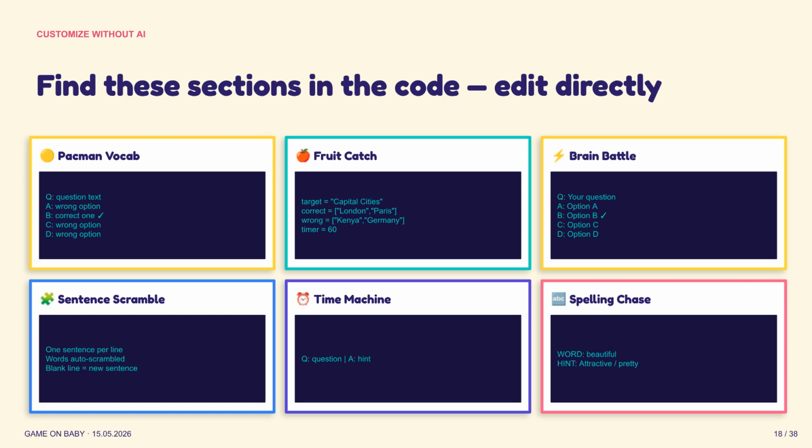For customization, you need to find specific sections in the code to edit directly. Each game has a dedicated section for updating content, like questions, answers, words, and hints. This allows for quick personalization without relying on AI.